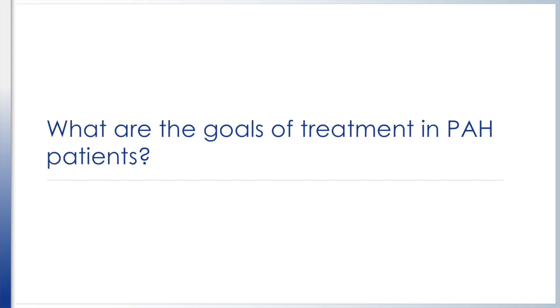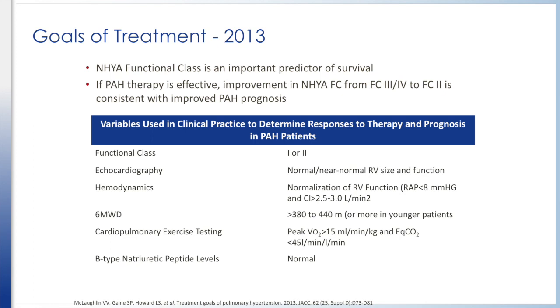First thing I'm going to talk about are the goals of treatment in patients with pulmonary arterial hypertension. So back in 2013, we focused predominantly on New York Heart Association or World Health Organization function class as a real predictor of survival and also the determinant in terms of what we were going to use for medical therapy. However, there are a number of variables that we use beyond that to really decide who we're going to treat and how aggressively we're going to treat them.